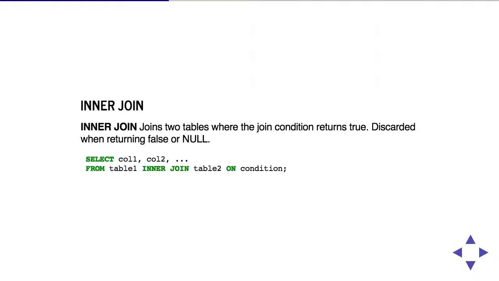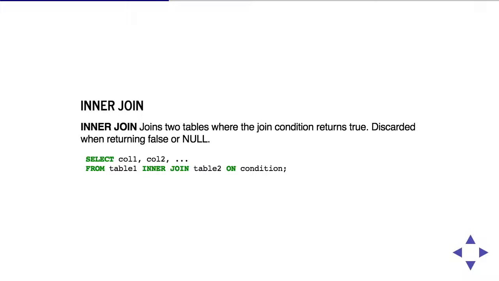Inner join, where we basically join up two tables where the join condition is true. So we want to discard it when it's either false or null. So we select the columns from our table, and then inner join our other table, and from here we use an on condition.